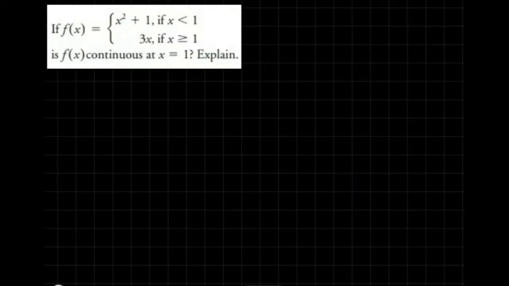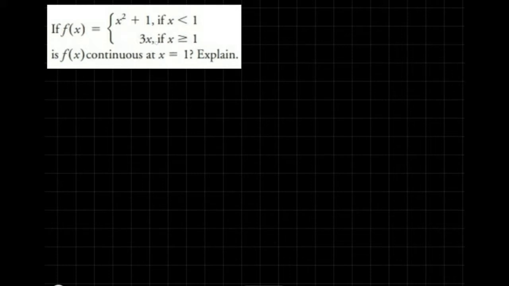So let's take a look at a question regarding piecewise functions. If f of x is equal to x squared plus 1 if x is less than 1, and 3x if x is greater than or equal to 1, is f of x continuous at x equals 1? And explain. Okay, so in order for us to determine if f of x is continuous at x equals 1, whatever hole gets generated at x equals 1 should be filled by the other function in the piecewise function.